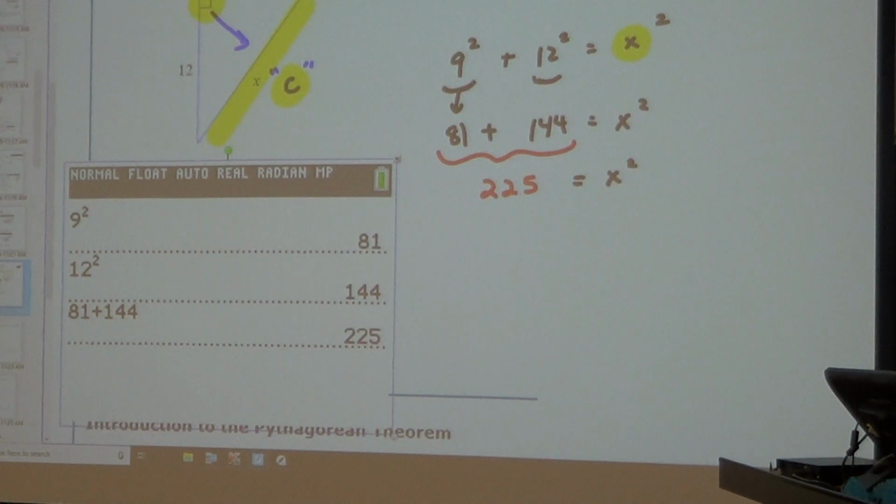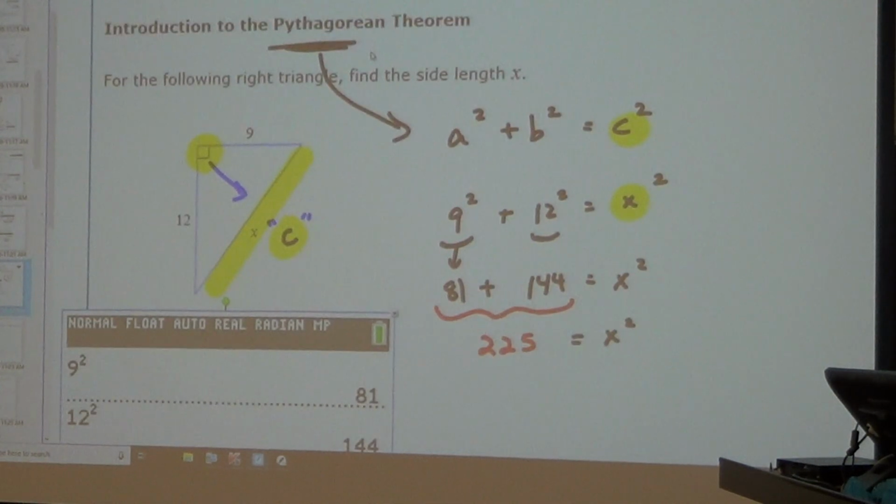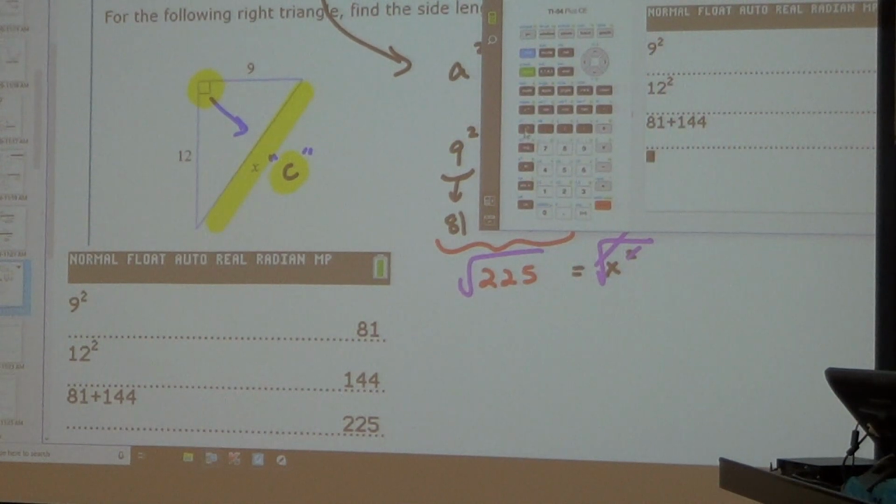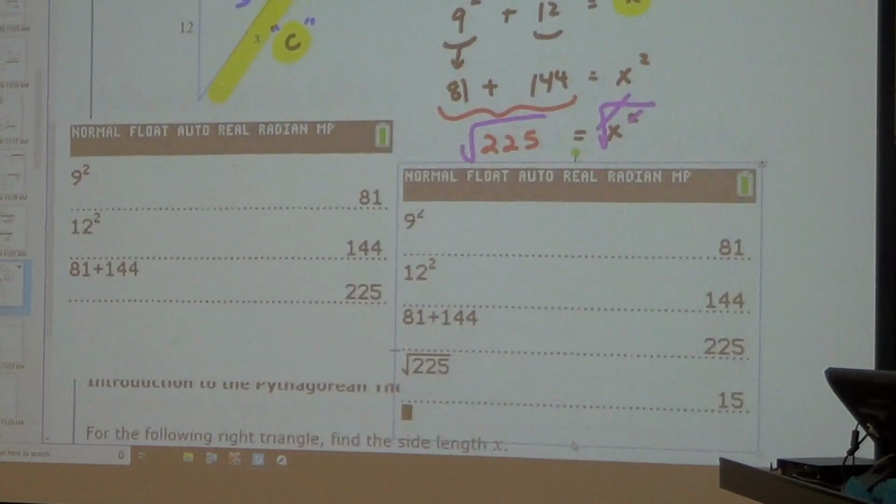Well, this is where a lot of y'all want to stop and say, hey, I'm done. The problem didn't say solve for x squared. The problem says find x. So the way that you find x is you take the square root. A square and a square root cancel each other out. That's why they're on the same button. So to get my answer, I'm going to do the square root of 225. There's my final answer, 15.